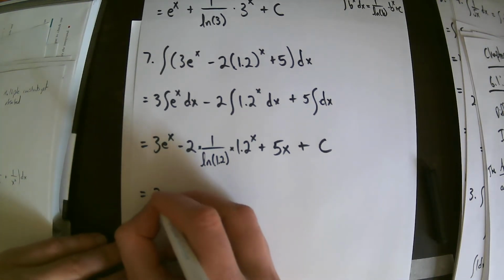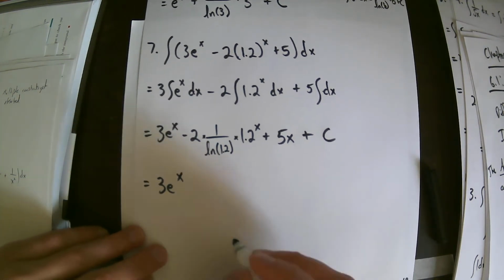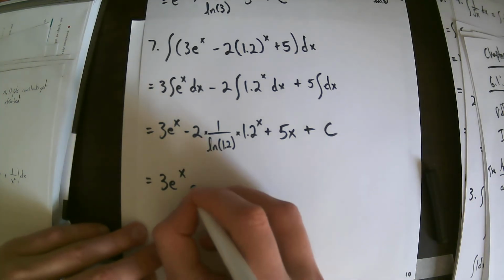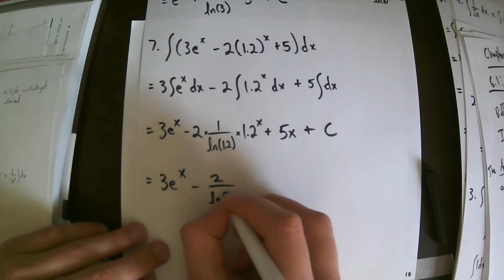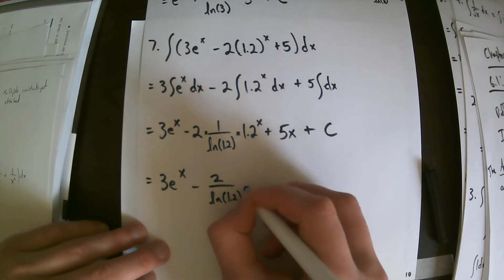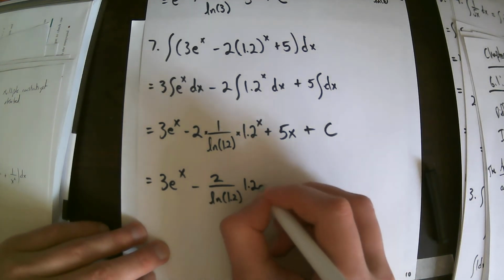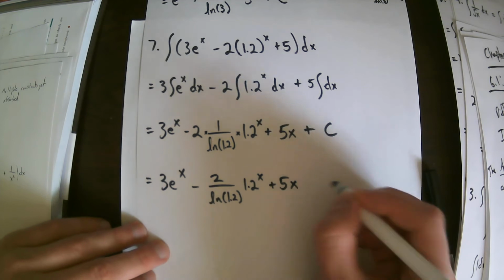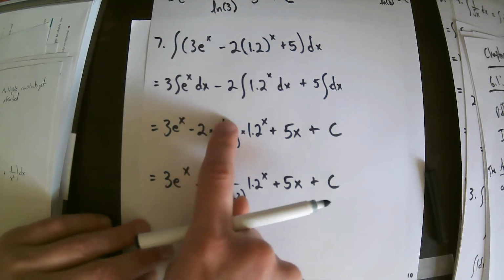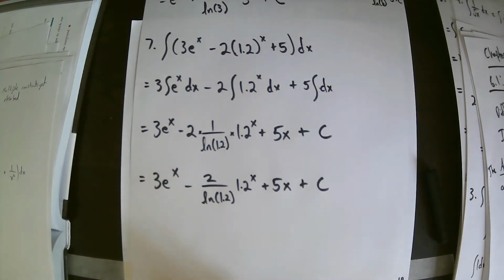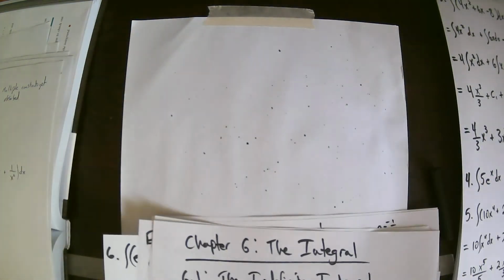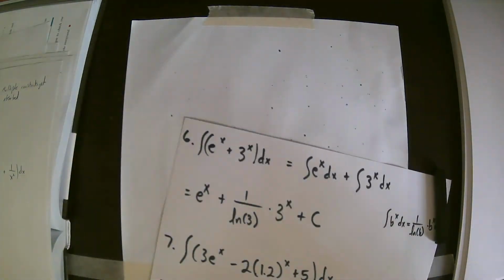And if I wanted to clean this up, I could write it as 3e to the x minus 2 over ln of 1.2 times 1.2 to the x plus 5x. Cleans up a little bit just putting that 2 up there. Okay, one more, and we'll move on to changing some variables, letter names, and then applications.